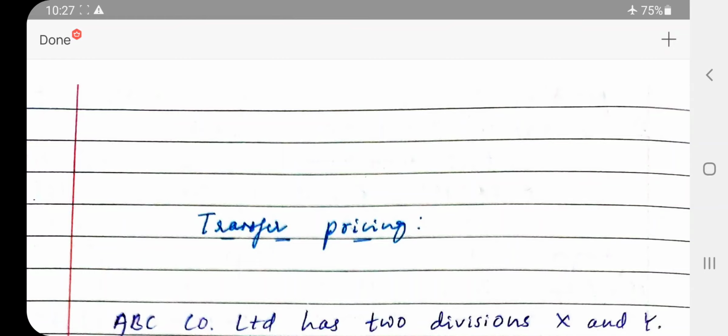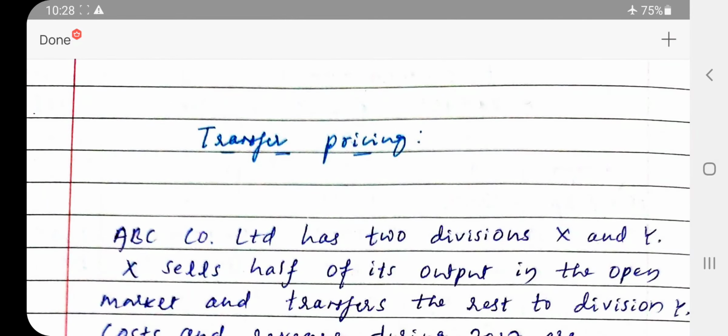Simple. So why does this happen? To reduce their tax liability. If my place is a high tax authority, I can save my tax liability by transferring it into the low tax authority, to division Y or somewhere else. So this transfer process, the cost which is incurred for transferring those goods and services, we can call transfer pricing. By the example, we will be able to understand clearly what exactly transfer pricing is and what the different kinds of methods are that appear in transfer pricing while calculating the profit of different divisions.